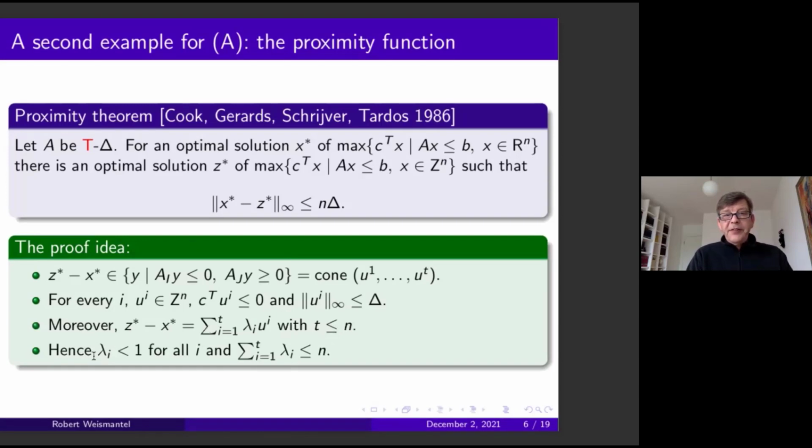But now it's obvious that the lambda i values, the conic multipliers, have to be smaller than 1. Because if they were greater or equal to 1, then you could extract an extreme ray and shortcut the difference between the LP and the IP solution. But given that the lambda i's are all smaller than 1, and that we only have at most n of them used in the representation, we get a bound of n. And this, together with the fact that the u_i in the infinity norm are bounded by delta, gives you this bound of n times delta. It's a super elegant and somehow simple proof if you know what to do.